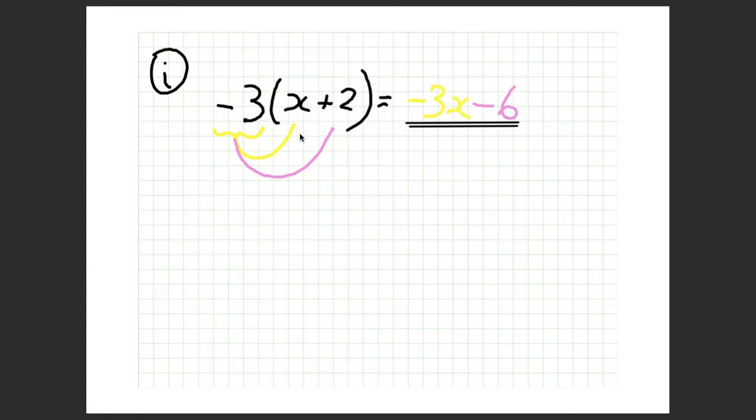Now here's another trickier one. Minus 3 times x plus 2. So you've got a minus there that belongs to the 3. So when you're multiplying this out, you do minus 3 times x gives you minus 3x. You can see I've tried to color code these. And then minus 3 times 2 gives you minus 6. So I find it really helps me a lot to do these little connecting lines showing what you're multiplying by what. Helps you to keep track of it.